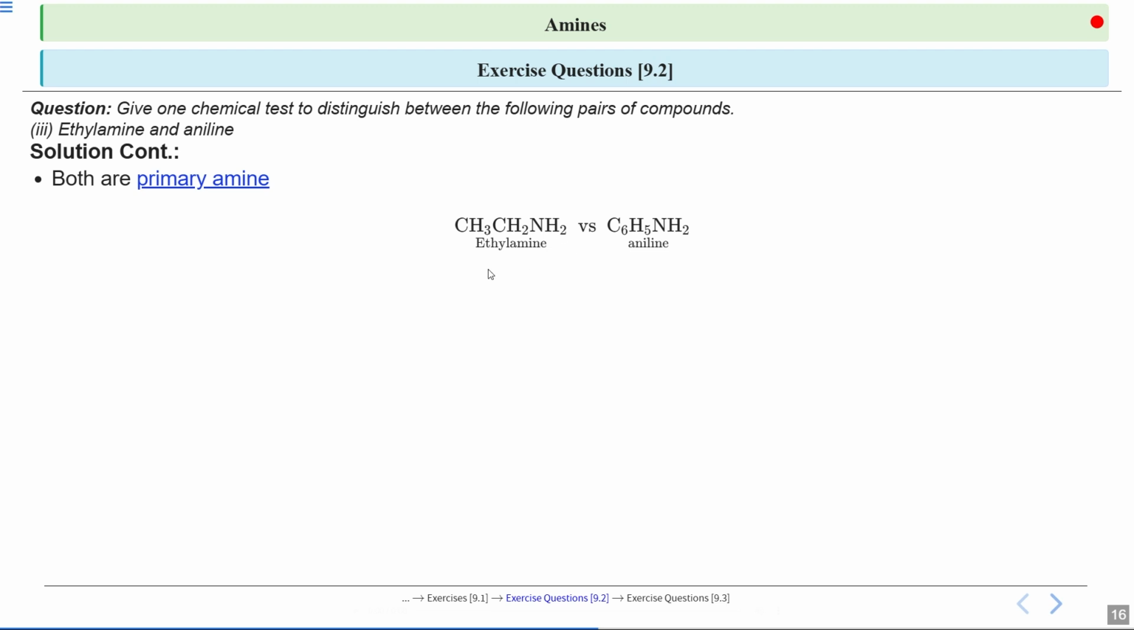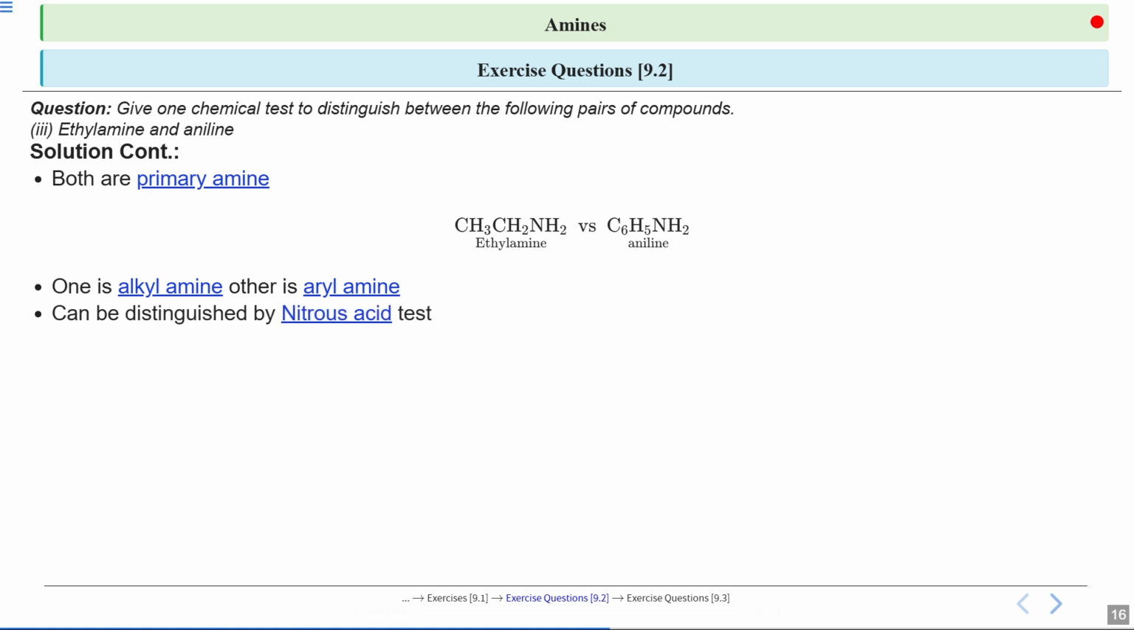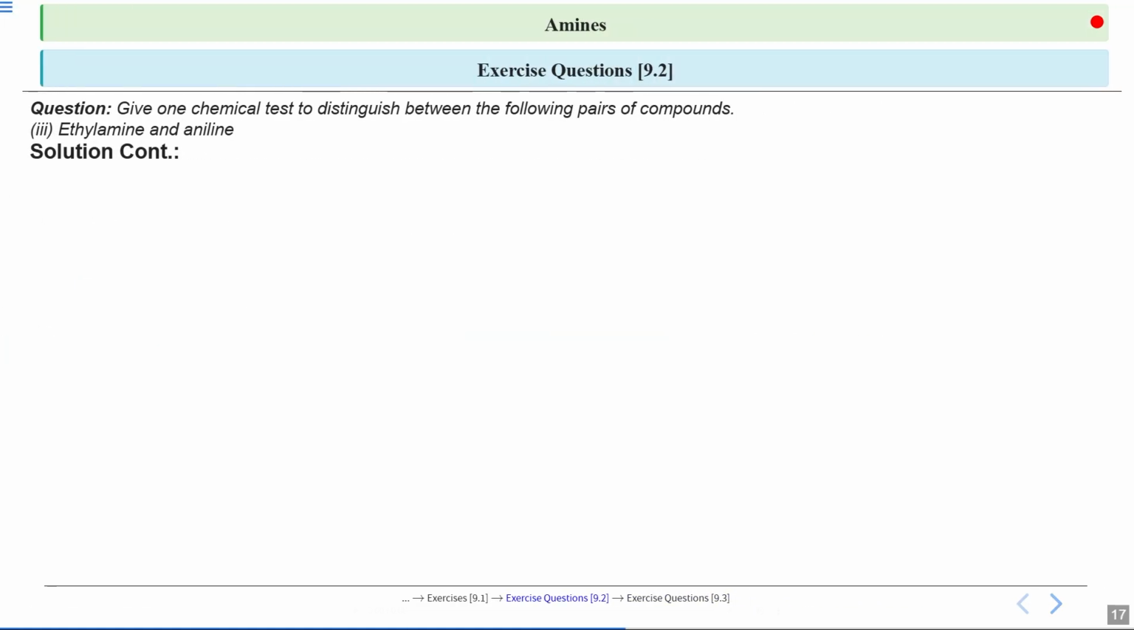In ethylamine we have 1 ethyl group, and in aniline we have 1 aromatic ring attached to this nitrogen. So one is an alkyl amine and another one is an aryl amine. This can be distinguished by the nitrous acid test, which reacts differently with alkyl amines and aryl amines. Now I'll talk about the nitrous acid test.